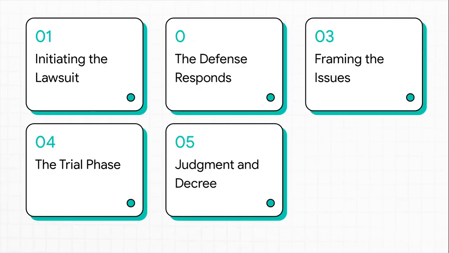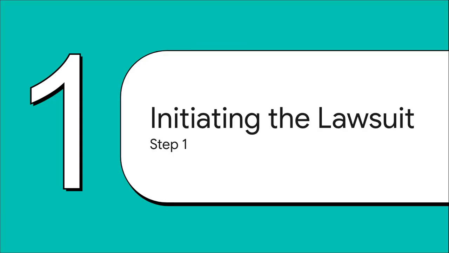Okay, let's dive into this by mapping out our roadmap. We've got 5 distinct chronological stages here. First, initiating the lawsuit. Second, the defense response. Third, framing the issues. Fourth, the trial phase. And finally, judgment and decree. Let's start right at the beginning with Section 1, initiating the lawsuit.